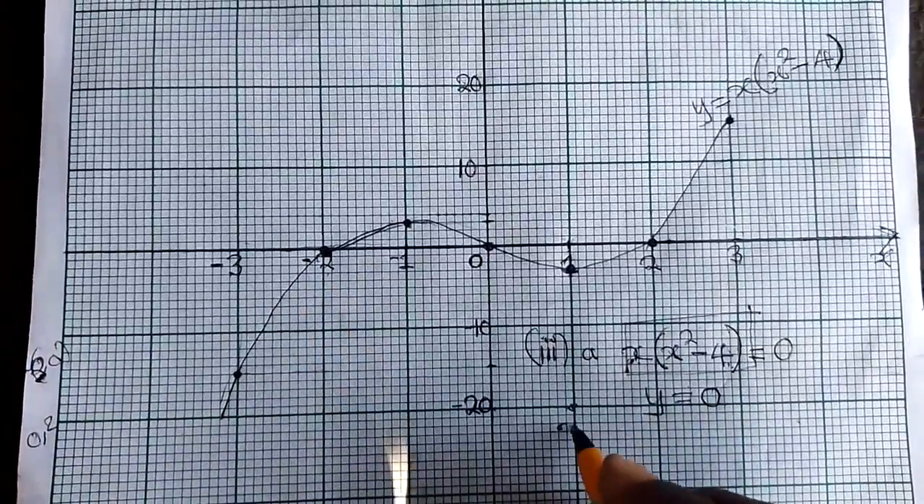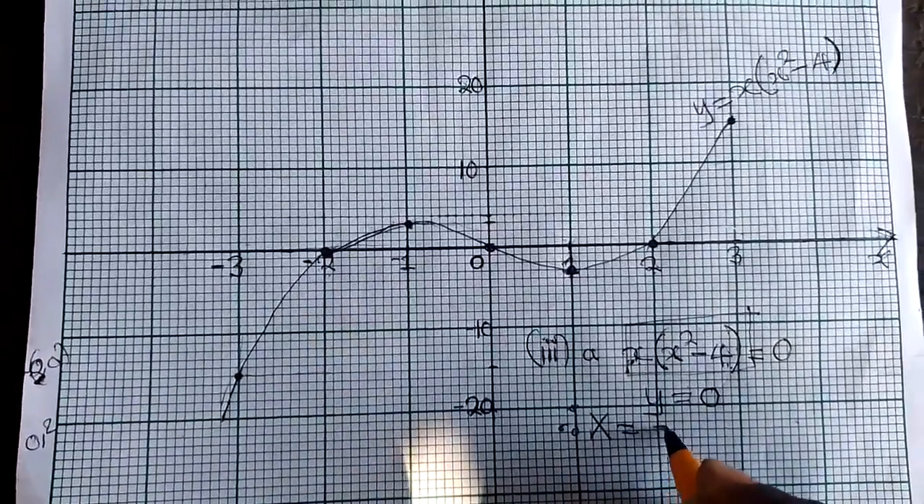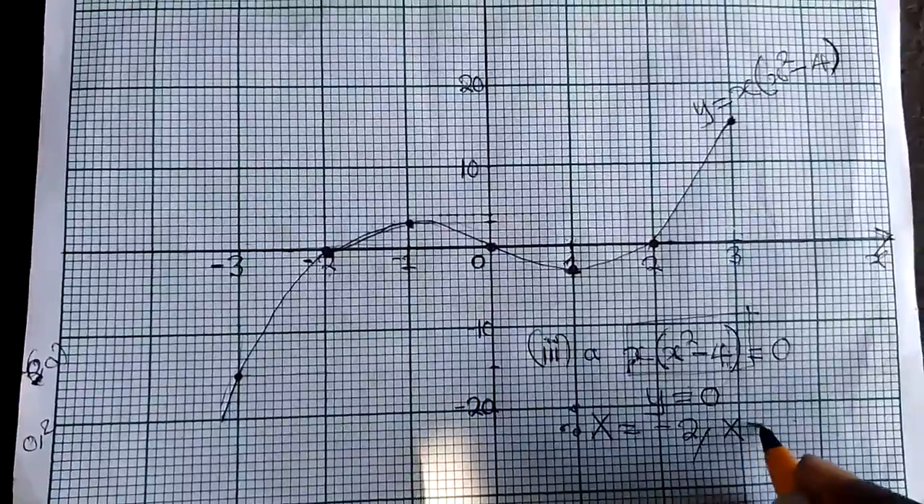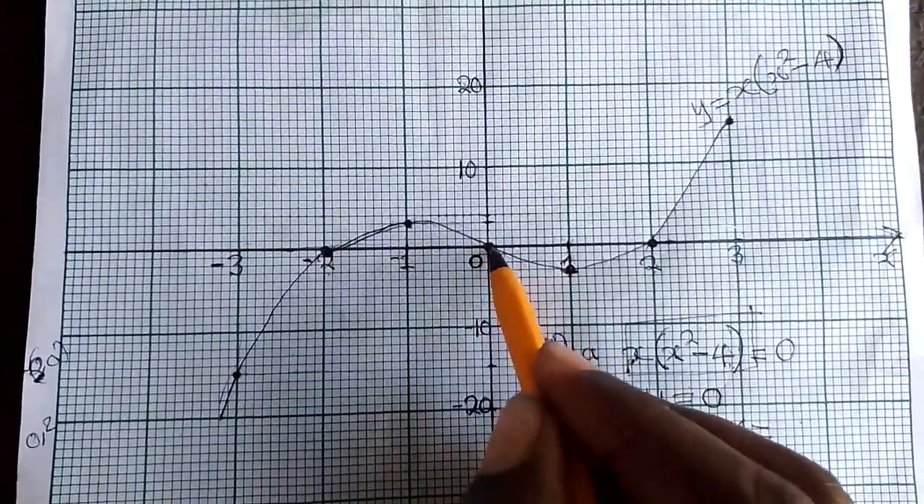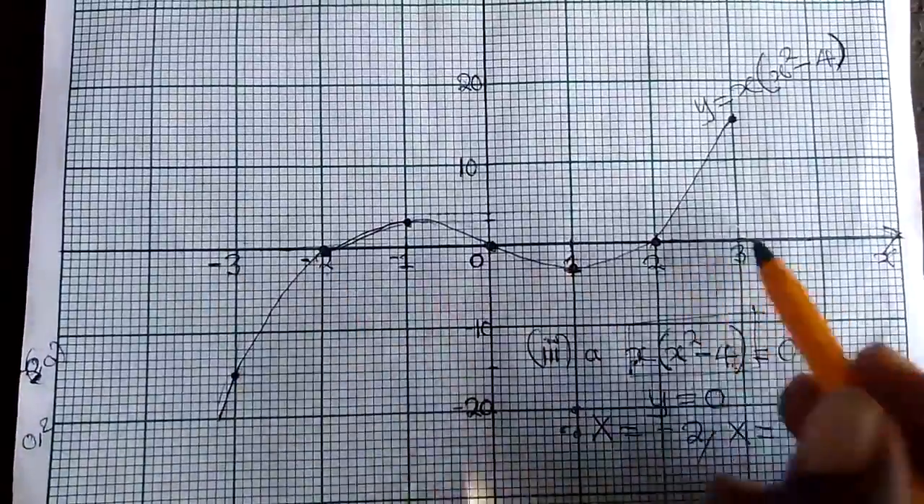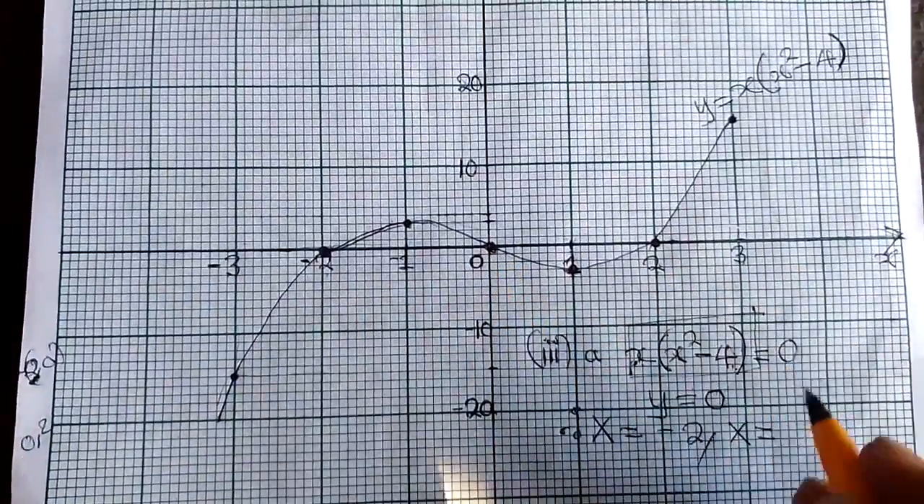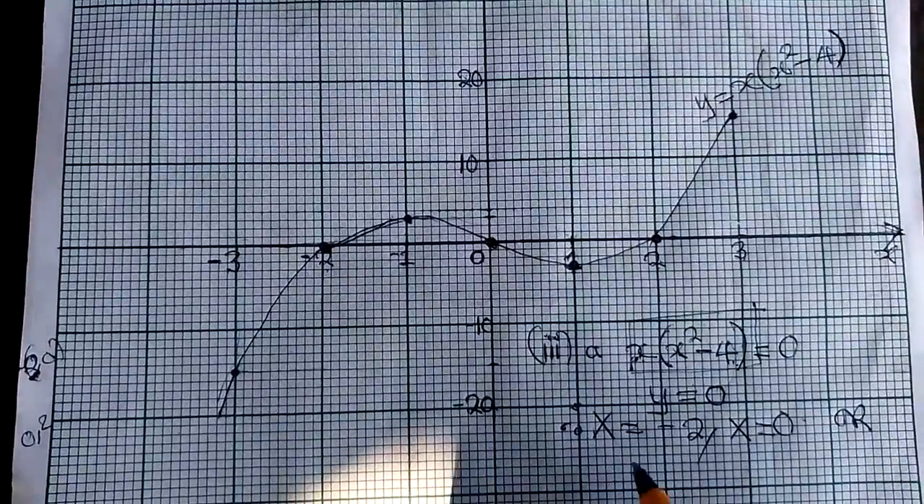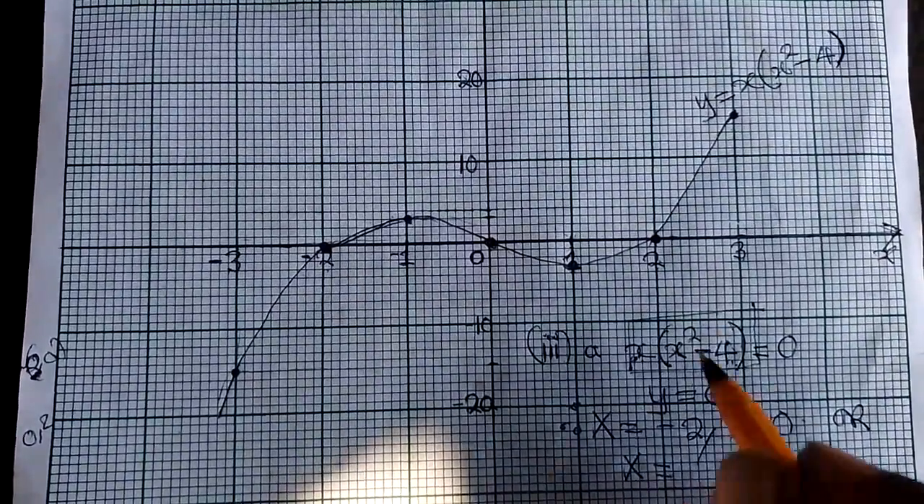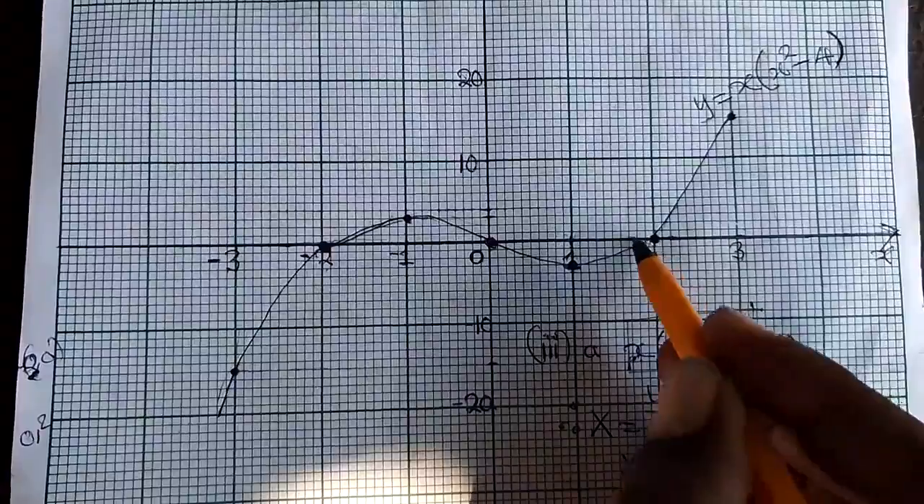So just say therefore, x is equal to -2, comma, x is equal to, where else? Here. Have you seen where these two are meeting? This is the x-axis. Where they are meeting with the curve, they are meeting at 0. Or x is equal to 2. It is also meeting here.